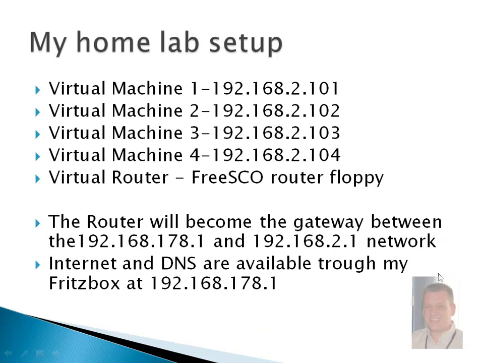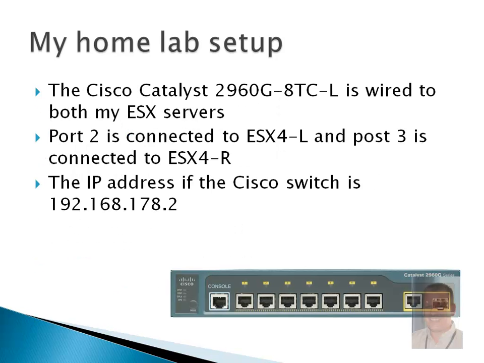I've created some virtual machines, four of them, and they are ranging from 101 to 104 IP addresses. I'm also going to show you how to use a virtual router based on the free Cisco router floppy. It was used during the 3.5 and 3.0 courses. The router will become a gateway between the production network, where I'm in right now, and the private VLAN ID network that's ending on 2.1. So I have internet available, I have a DNS available, they are all routed through my Fritz!Box, and my Fritz!Box is located at 192.168.178.1.